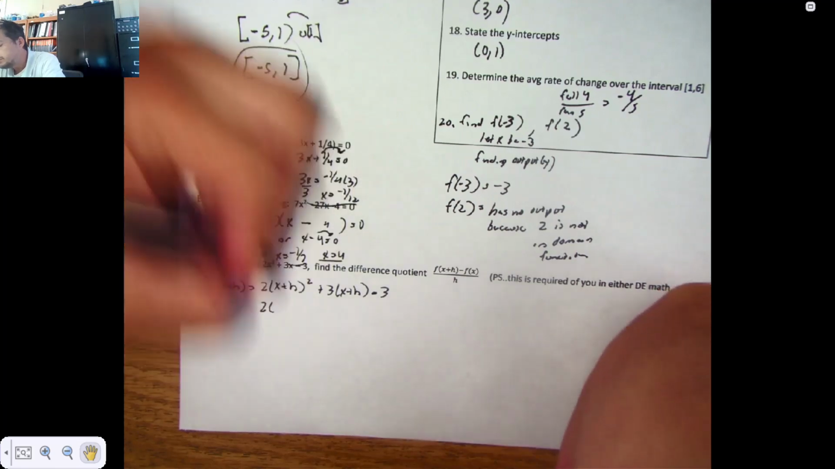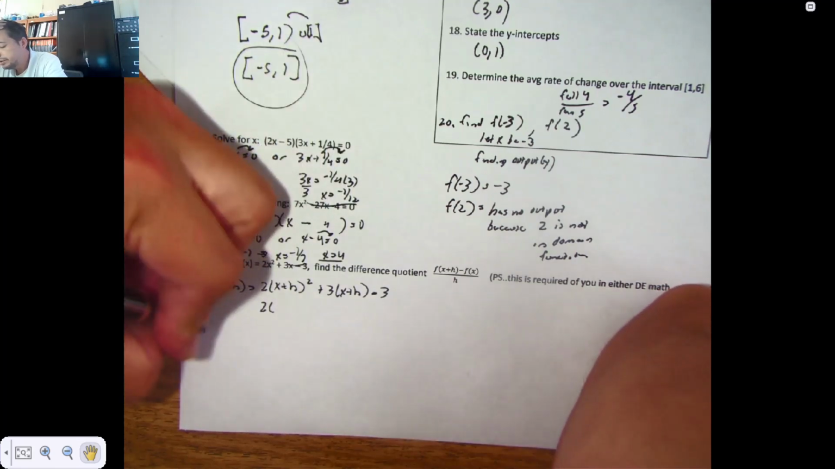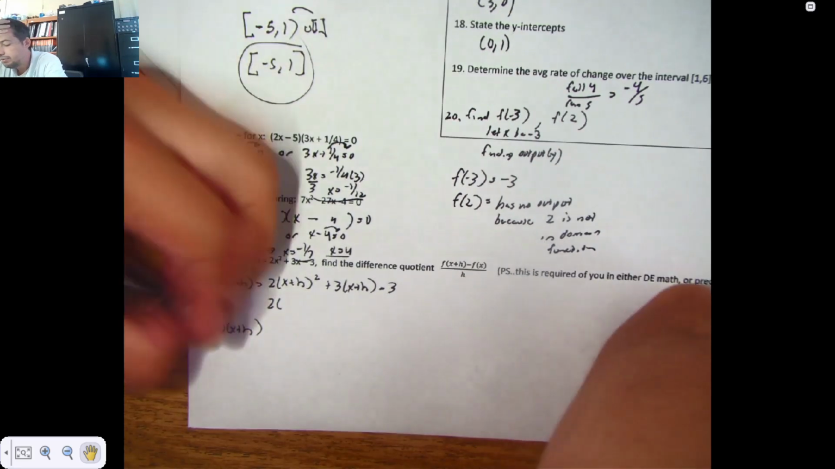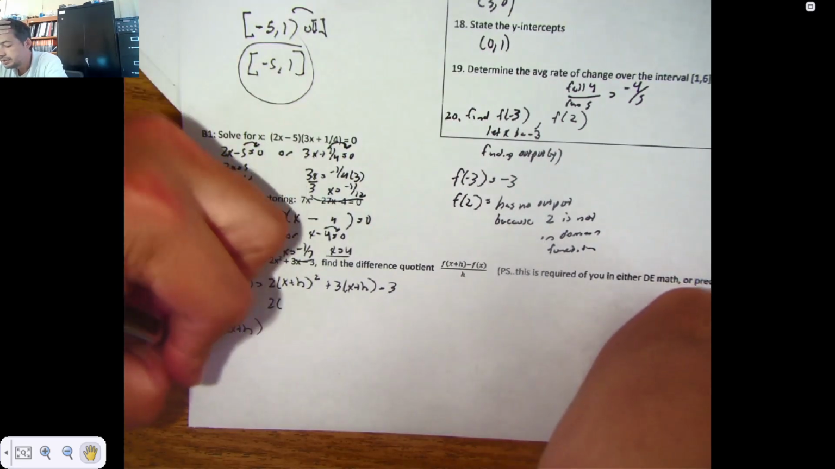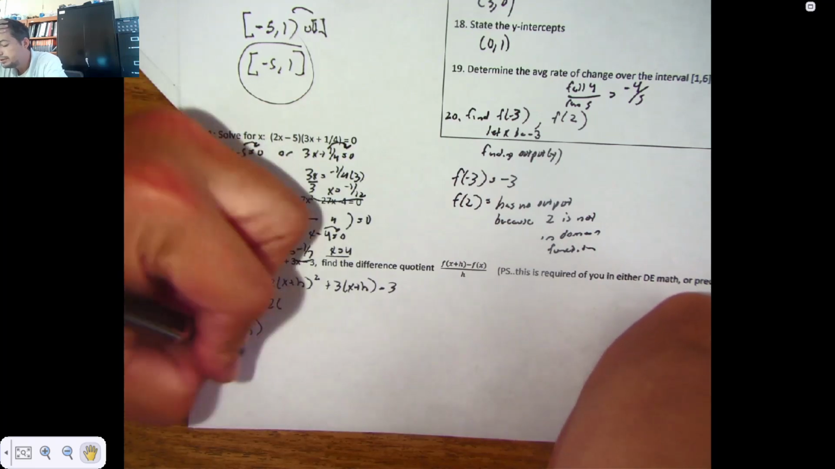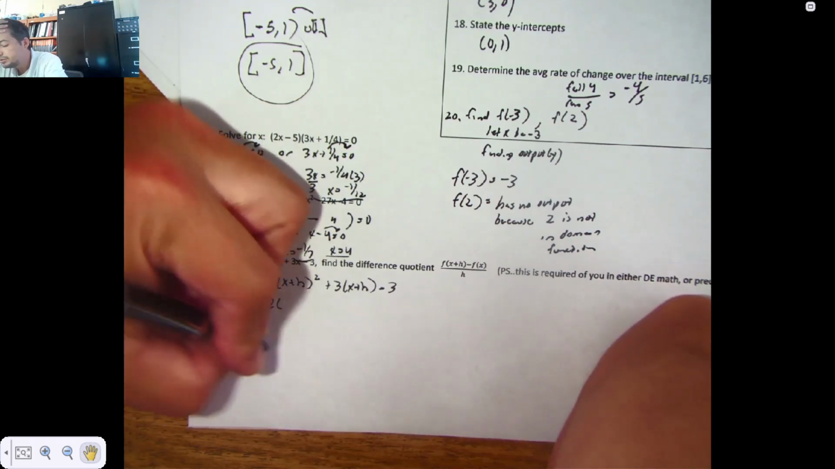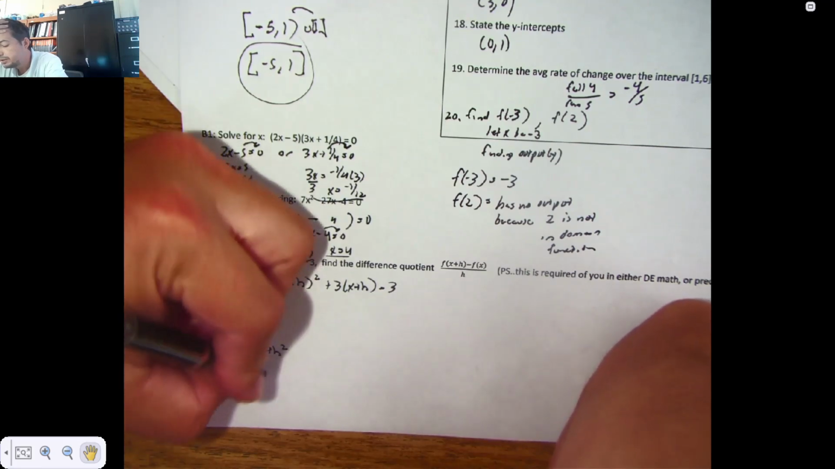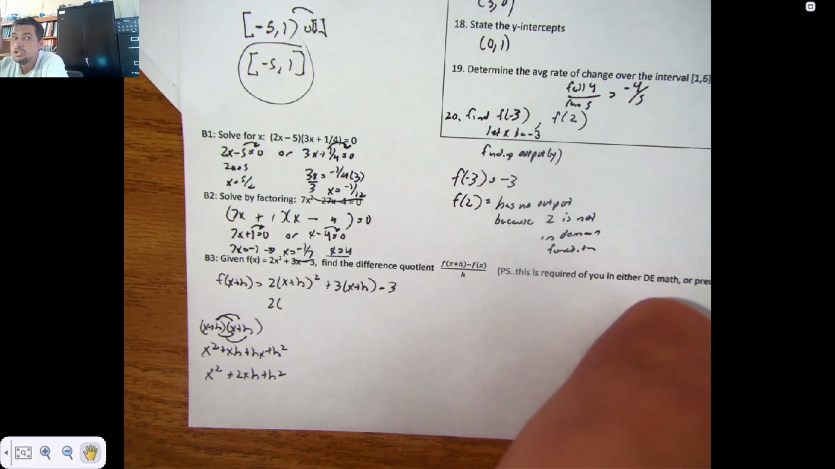If you want to square x plus h, you're going to write it twice. I'm just going to do that down here. And you're always going to get the same thing when you square x plus h. You can get x squared plus xh plus hx plus h squared, which is always going to be x squared plus 2xh plus h squared. Always. It doesn't change.